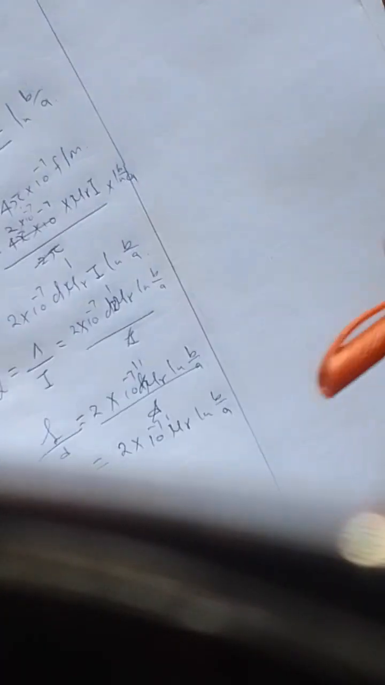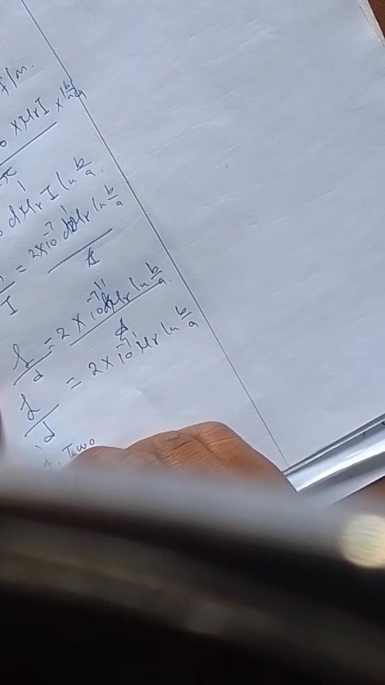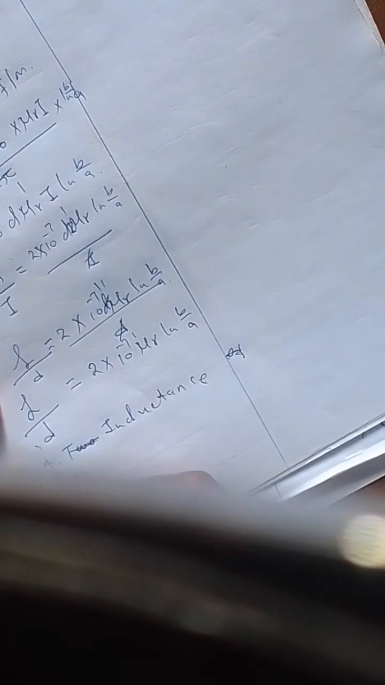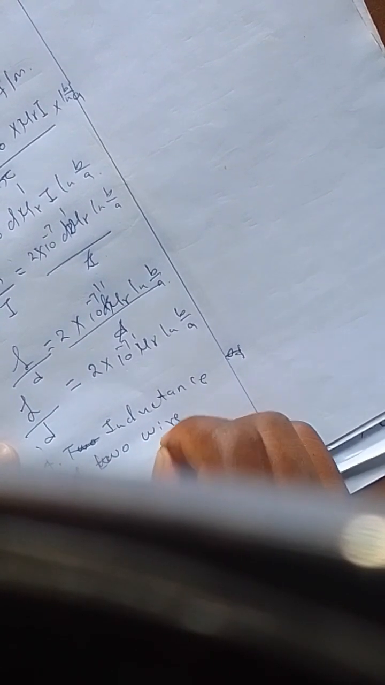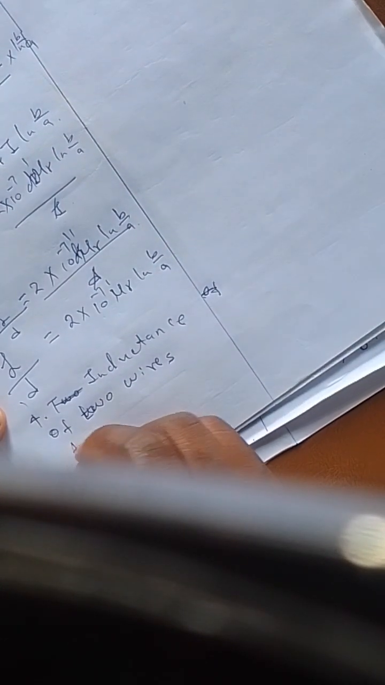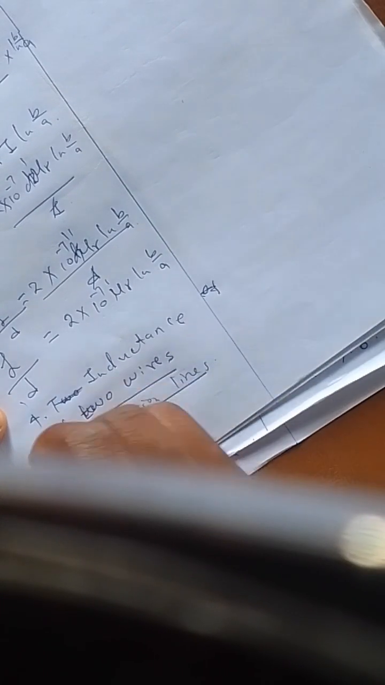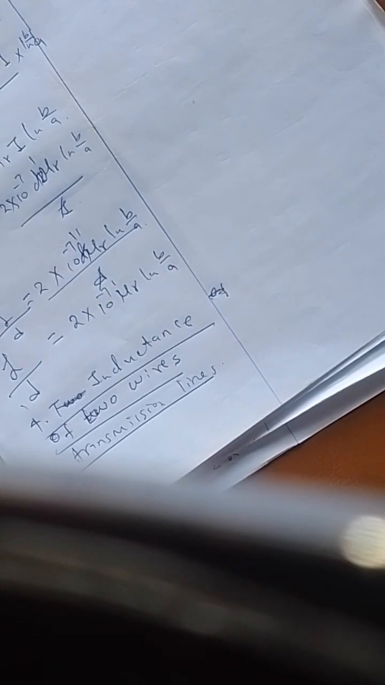Now let's deal with the case of two transmission wires. That is our case number 4. So we have the inductance of two transmission lines, or we can say the inductance of two parallel wires. Now that is the case we want to consider right here. Consider this case.